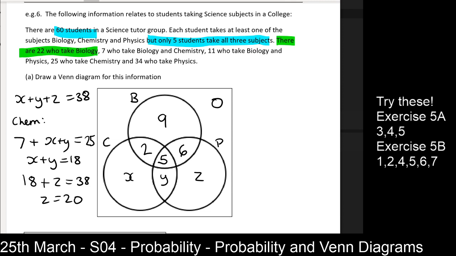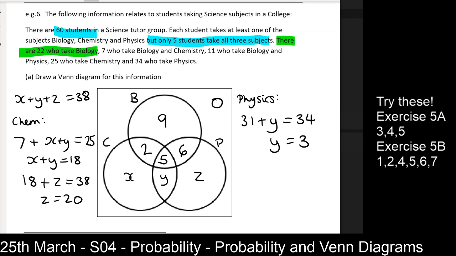So then I've got physics, 34 there. So for physics, I know I've got 5 plus 6 plus Z, which I now know is 20. So I've got 31 plus Y must equal 34. So Y just equals 3.